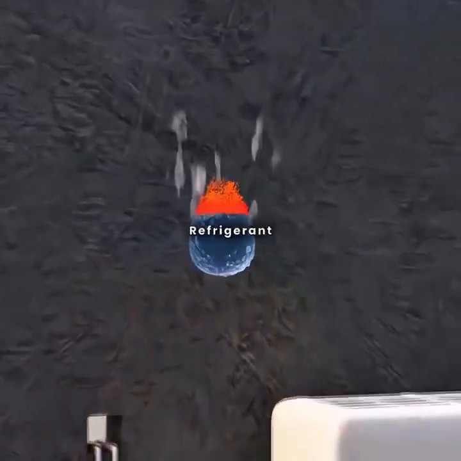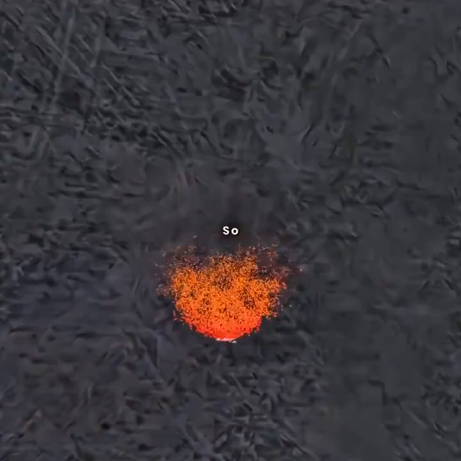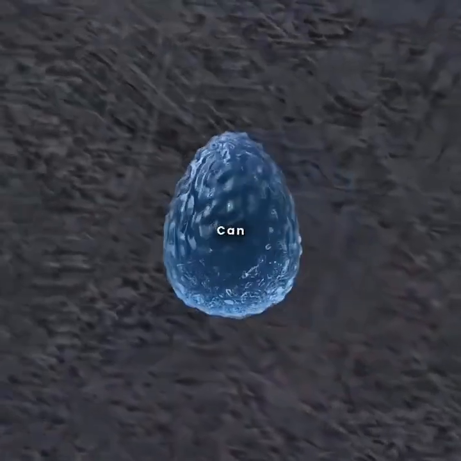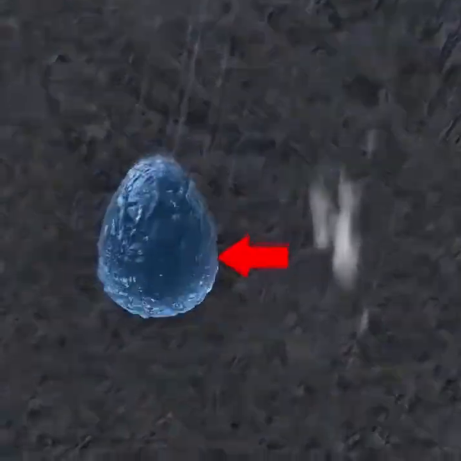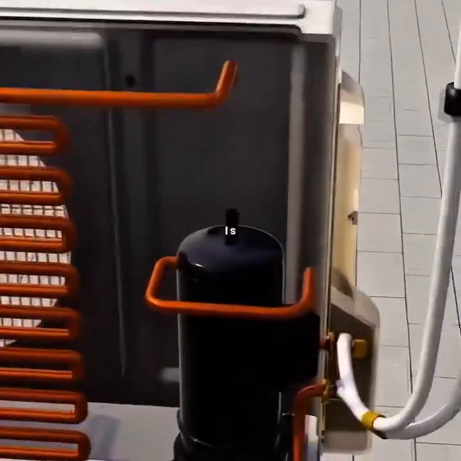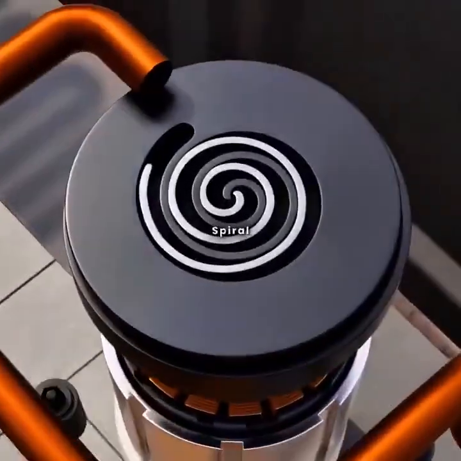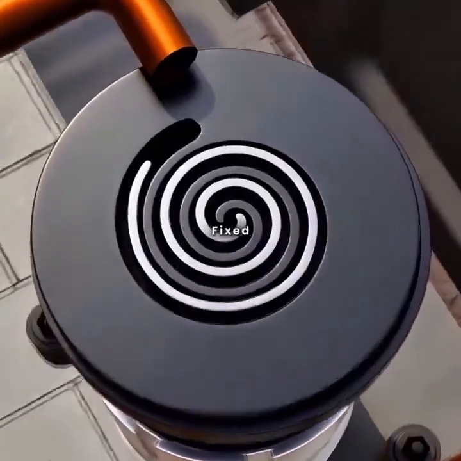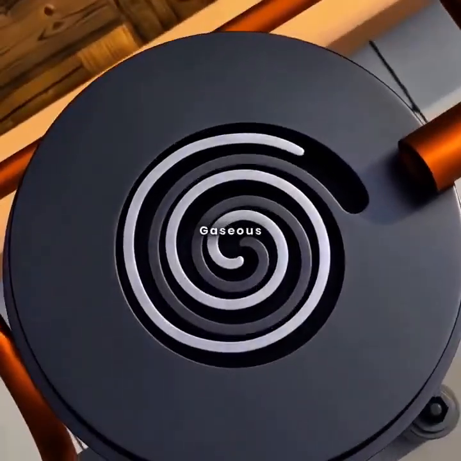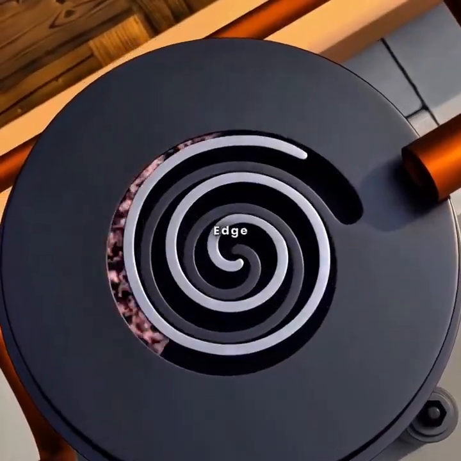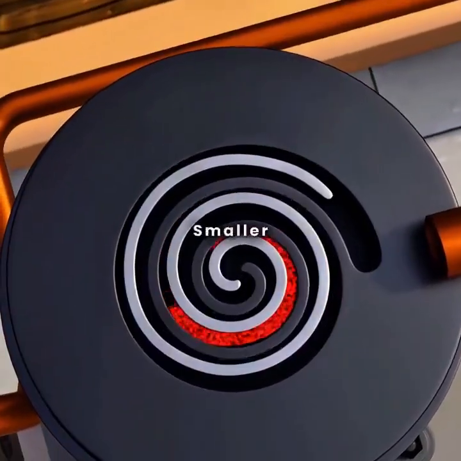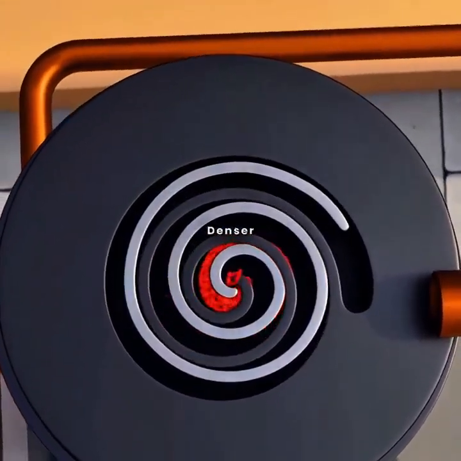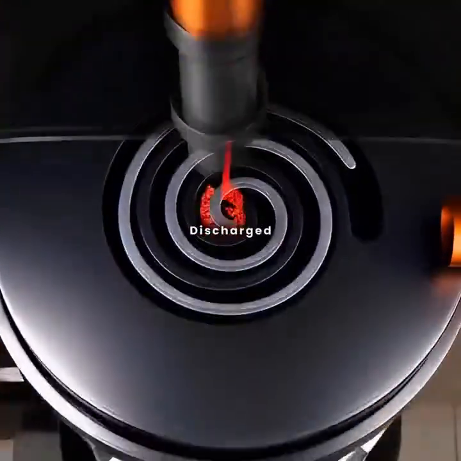But once the refrigerant evaporates, it becomes a gas. So, how do you turn it back into a liquid so it can keep absorbing heat over and over again? The answer is to compress the gas. Inside the outdoor unit of an air conditioner is a scroll compressor. It contains two spiral-shaped scrolls, one fixed and one orbiting. Gaseous refrigerant enters from the outer edge and is gradually forced toward the center. As the space between the scrolls becomes smaller, the gas is compressed into a denser state. Finally, it is discharged from the center.